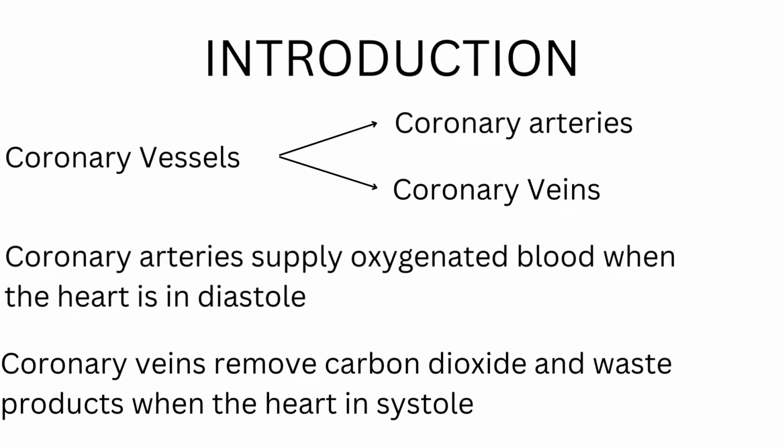Today's topic is coronary circulation. The heart's supply and drainage systems are referred to as coronary circulation. The name coronary means crown. The coronary vessels are of two types, the coronary arteries and coronary veins. The coronary arteries supply the heart muscles with oxygen and nutrients during heart diastole. The coronary veins, on the other hand, remove carbon dioxide and other waste products during systole.